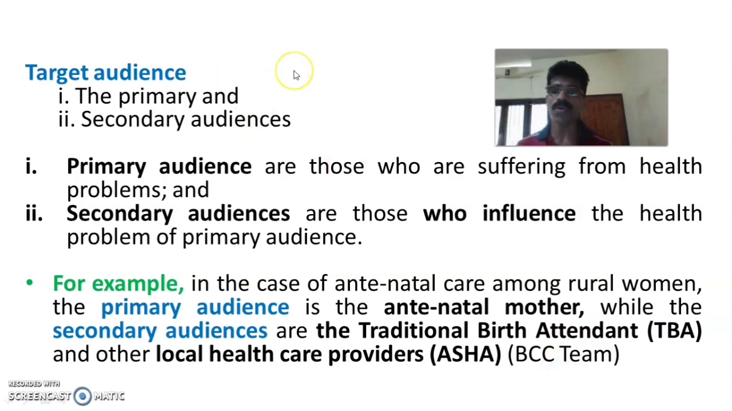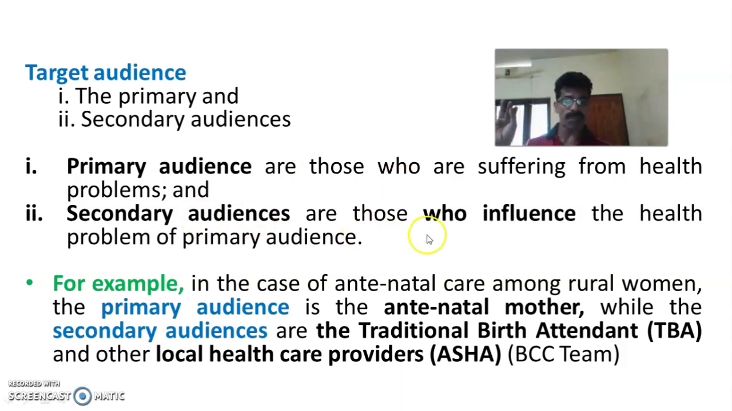When you talk about the audience, there are 2 types of target audience. One is primary audience and another one is secondary audience in BCC. Who is the primary audience? Primary audience are those who are suffering from the problem. So the people we are going to change the behavior, they are the primary audience. So they have particular issues, they have particular problems, or they have to fulfill some needs. They are the primary audience.